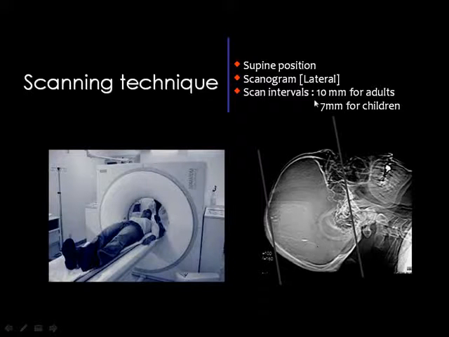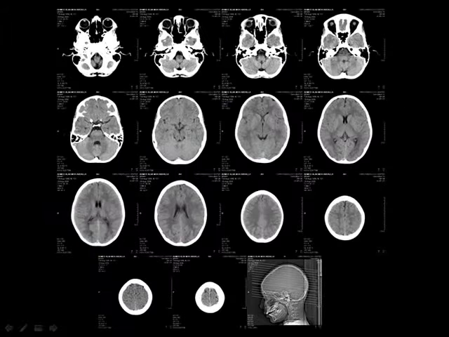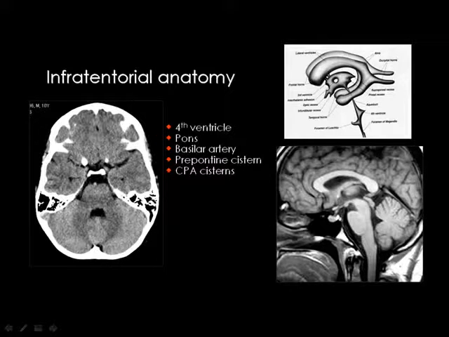In adults, we usually scan the brain every 10 millimeters or 1 centimeter, and in children, we usually scan the brain at a 7 millimeter interval. Whenever you finish the scan, you will have these sections, starting with the most inferior one at the skull base and going up until we reach the vertex of the skull. Then how can we know the details of these anatomic structures seen in the sections of the CT scan?